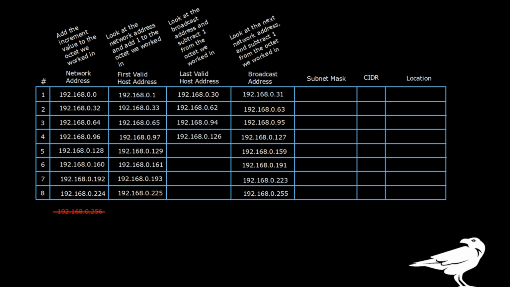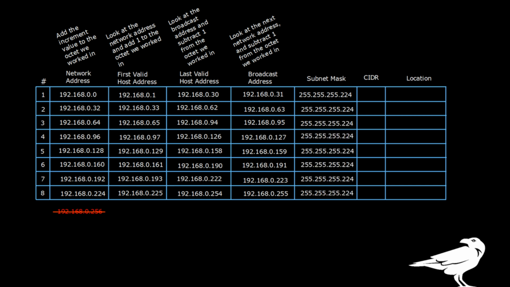159 minus 1 is 158. 191 minus 1 is 190. 223 minus 1 is 222. And 255 minus 1 is 254. Fantastic. Now, all of these 8 subnets have the same subnet mask of 255.255.255.224. So I can actually write that for every one of those rows in the column for the subnet mask.